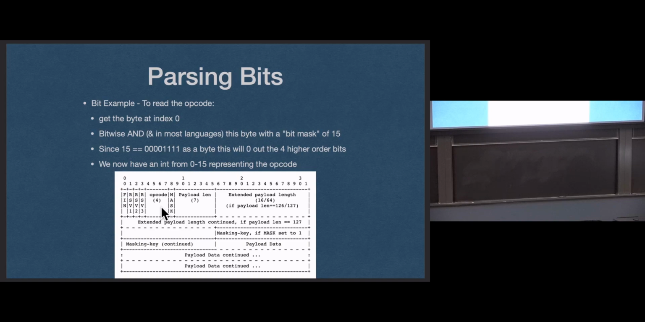If we just want to read the opcode, which is the 4 least significant bits of that byte, we can use what's called a bit mask. This is very common, something you'll want to use throughout homework 3. We use a bit mask. So we're going to use a bitwise AND, which is an ampersand in most languages.